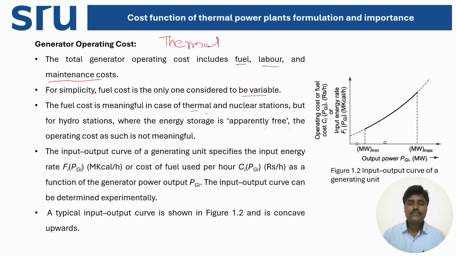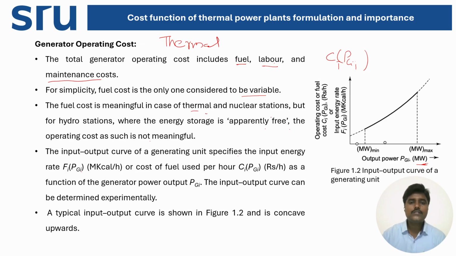Here you can see figure 1.2, which represents the curve drawn between output power expressed in megawatts and the operating cost or fuel cost. In simple terms you can express this operating cost as C of PGi. Basically this cost is a function of the power output of each and every unit. Here i represents the unit number, so i may be equal to 1, 2, 3 and so on up to n if there are n units.